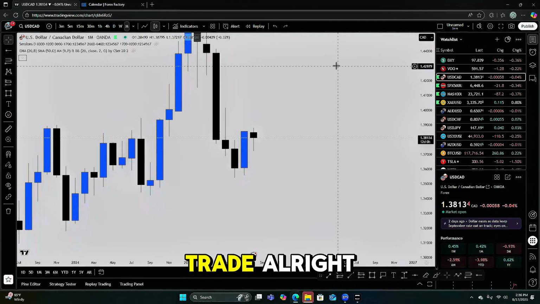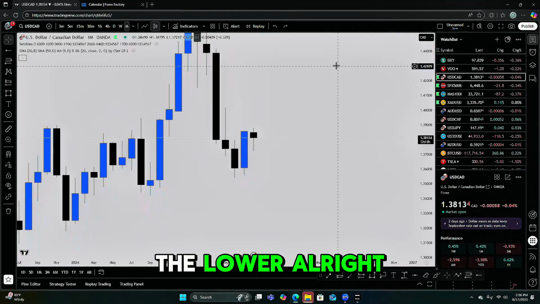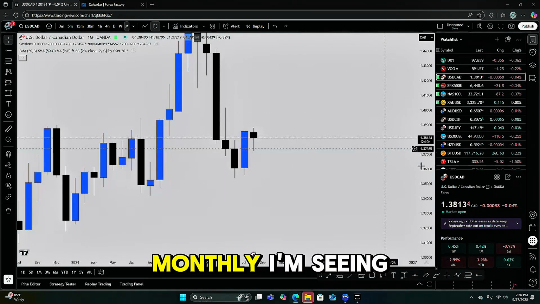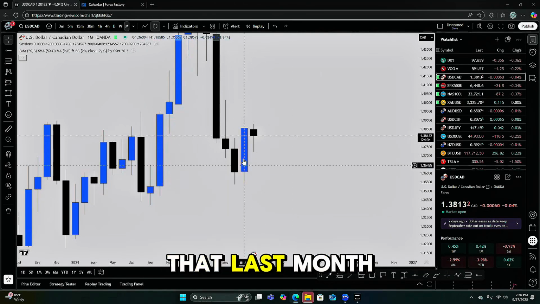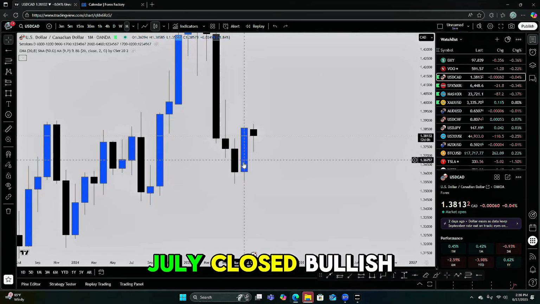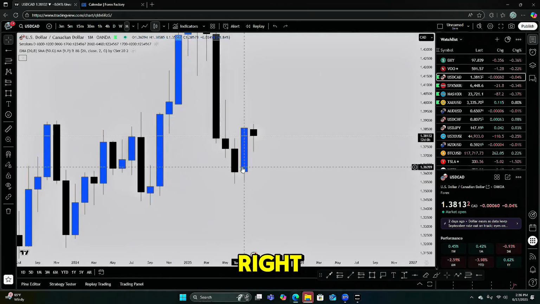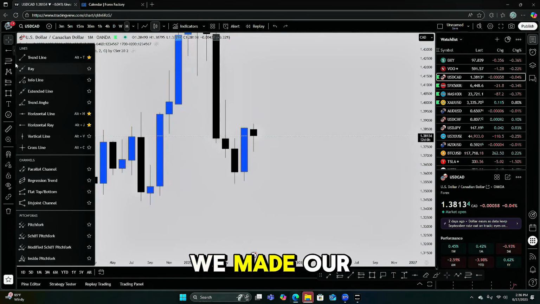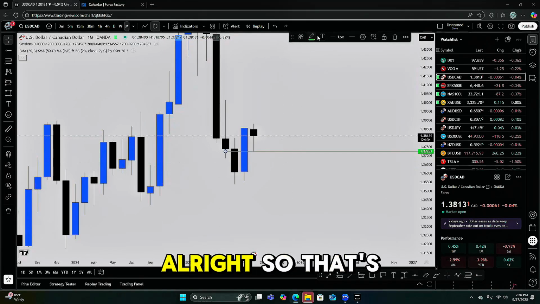With any pair that I trade, I start off at the higher time frames and then I break it down to the lower. So I go to the monthly, the weekly, the daily, the 4 hour, and so on. Here we're at the monthly. I'm seeing that last month, the month of July, closed bullish. So this month I see that we made our low already. That's our monthly low.